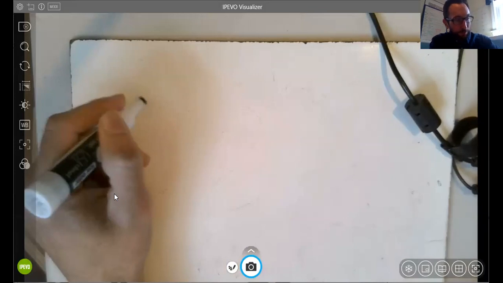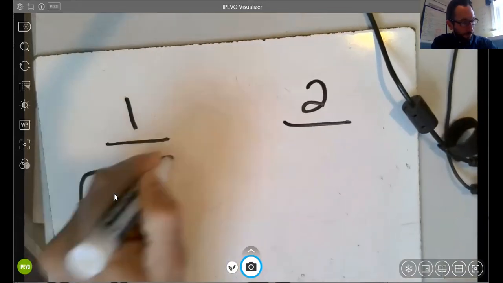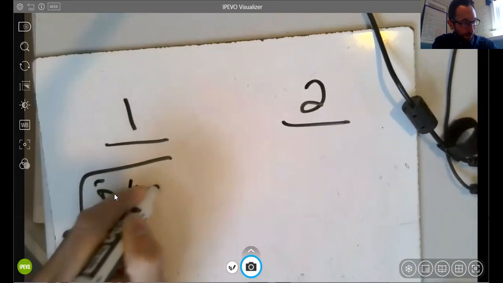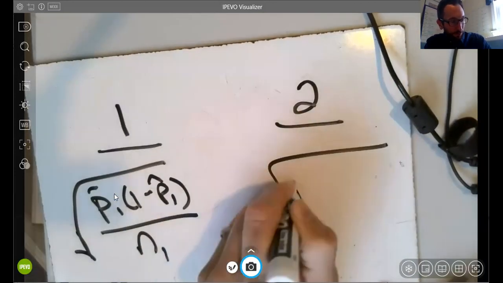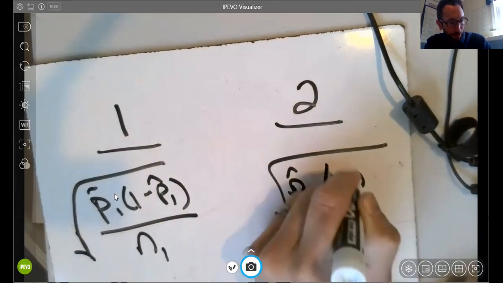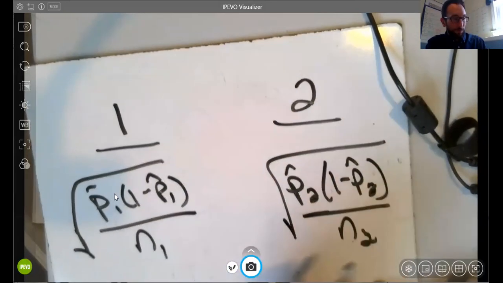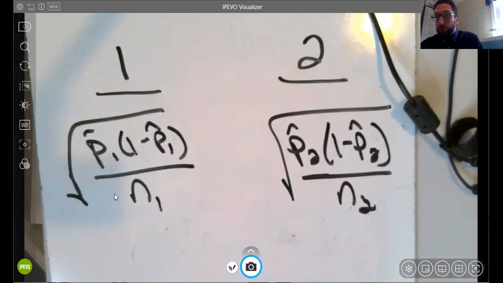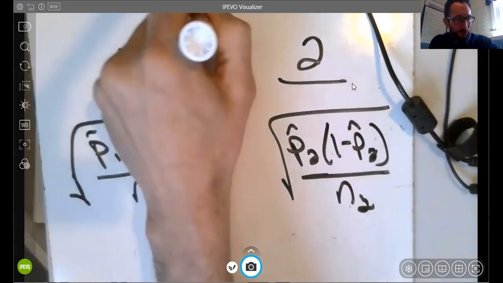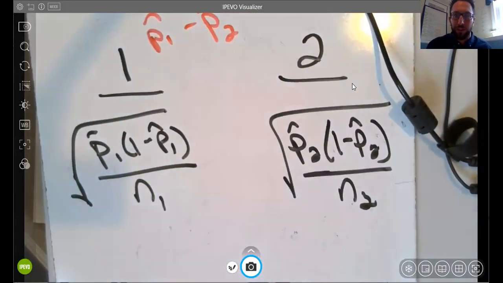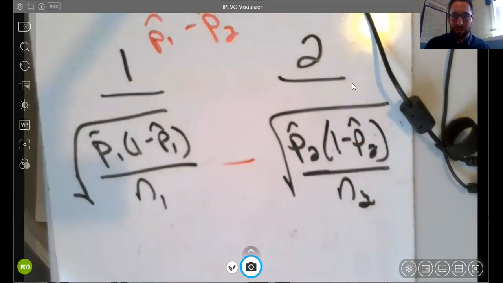Got two groups, right? Group 1, square root of p hat 1 times 1 minus p hat 1 over n1. Group 2, p hat 2 times 1 minus p hat 2, all over n2. We want to combine those standard deviations. Can't add standard deviations. That's craziness. You can't just add them. You can't subtract them. We're finding the difference, p hat 1 minus p hat 2, for our statistics. Sure, that's fine for the expected value. You can't do that with standard deviation.